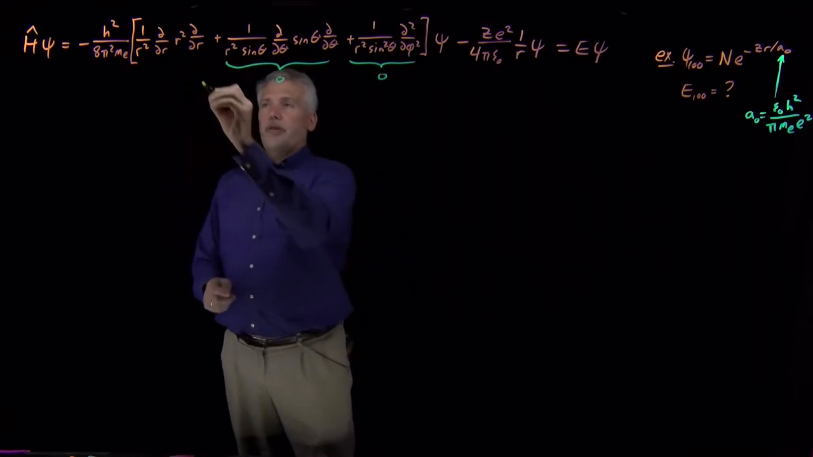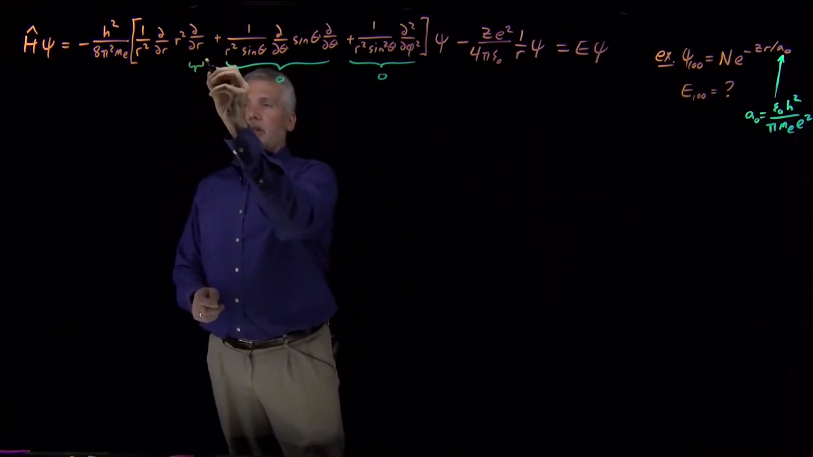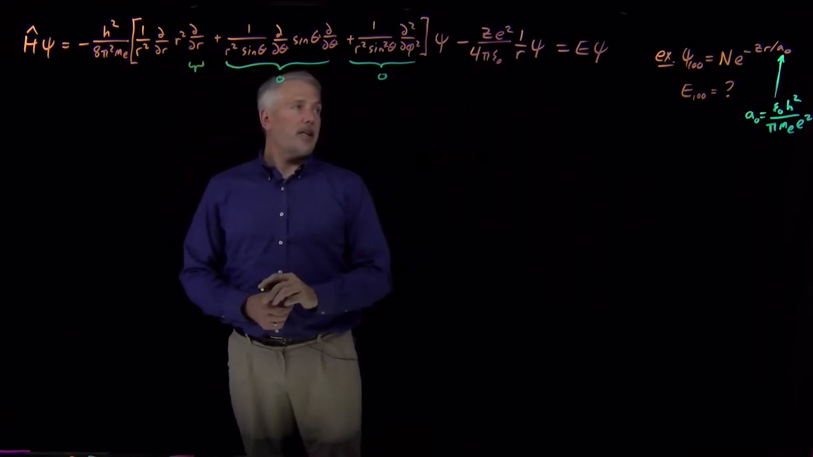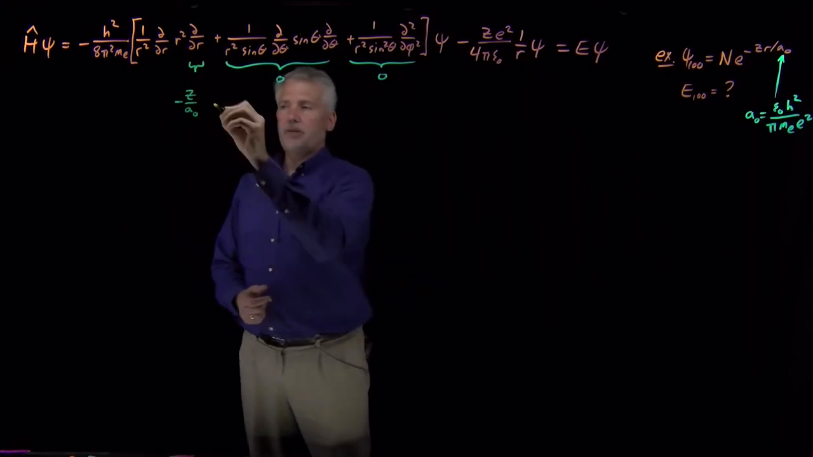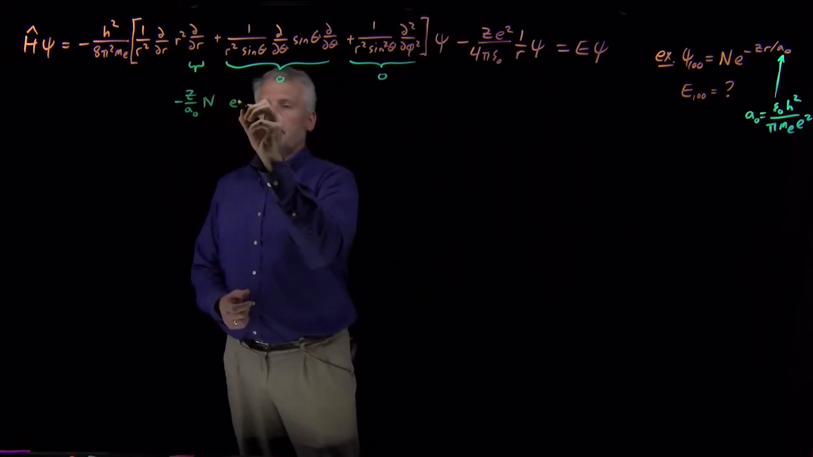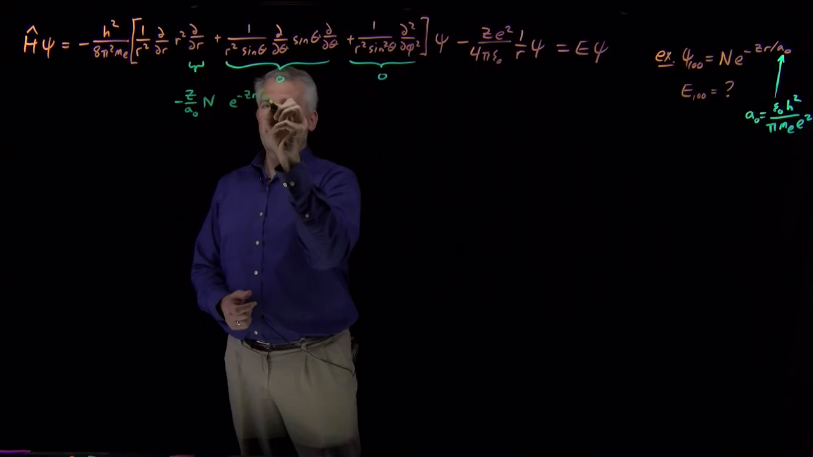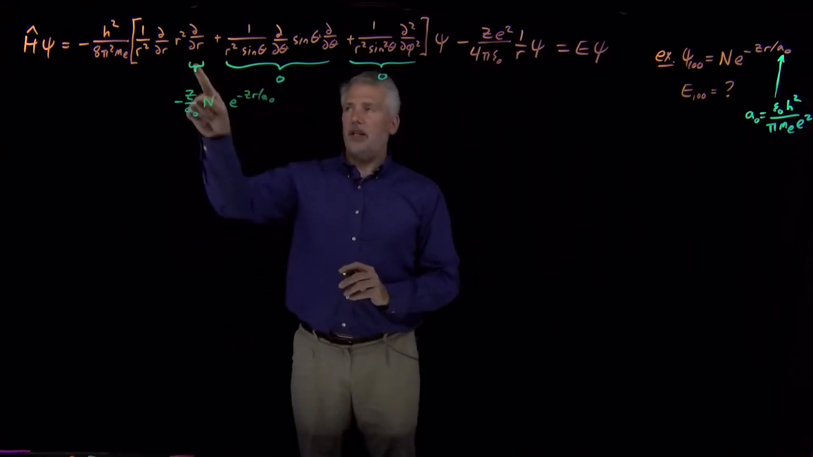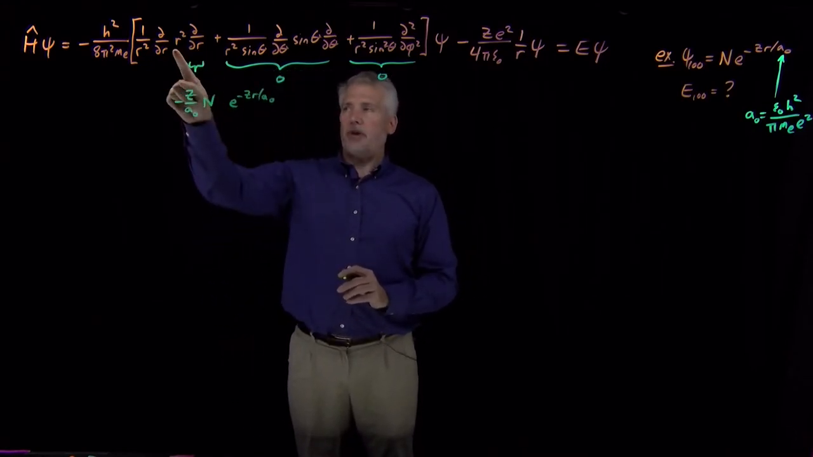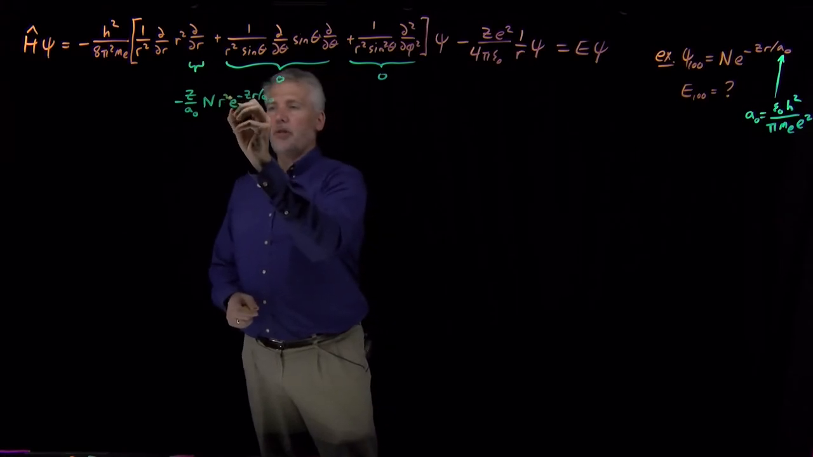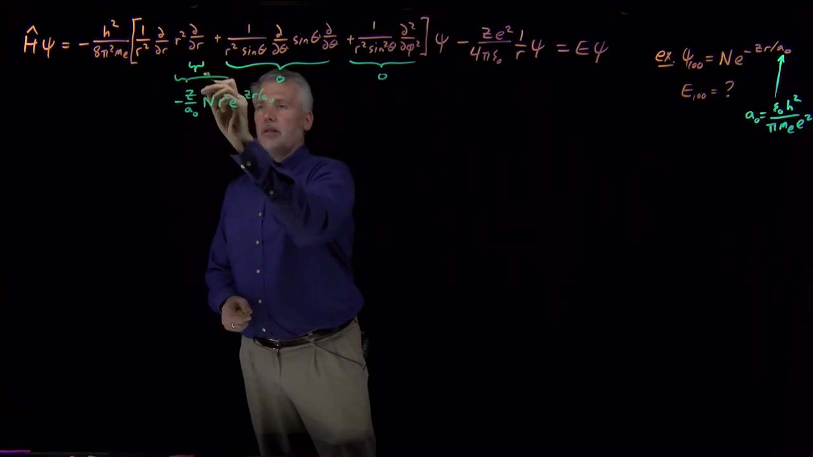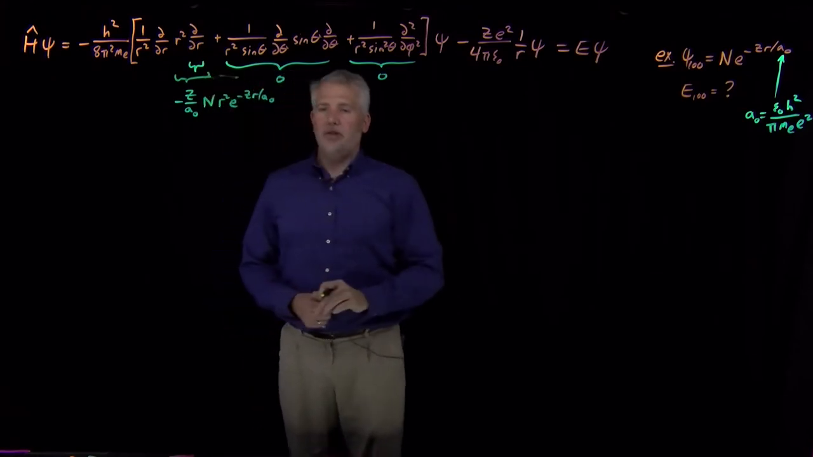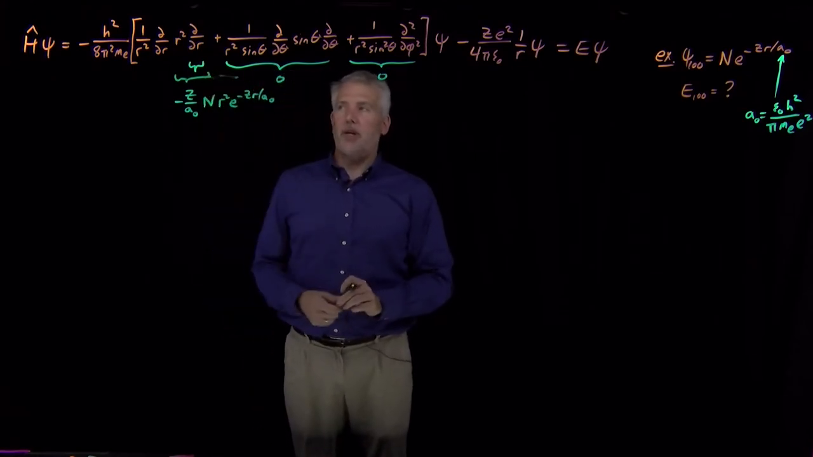The r derivative of the wave function, e to the minus Zr over a naught, just pulls down the exponent. So that's the r derivative of the wave function. If I multiply by r squared, I'll just go ahead and throw that in. There, so that's the r derivative multiplied by r squared.